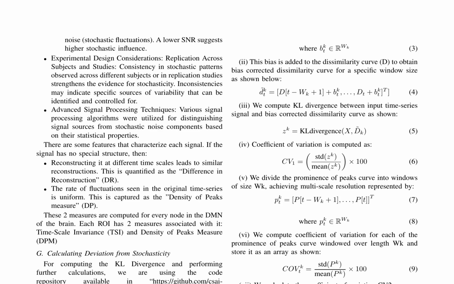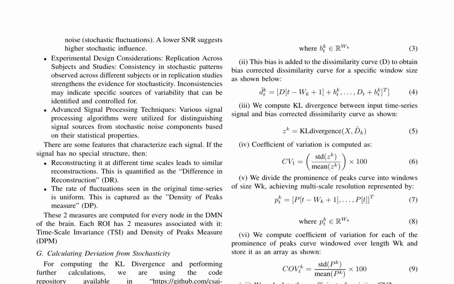Detecting stochasticity in signals. Identifying stochasticity in fMRI time series involves recognizing patterns of variability that cannot be attributed solely to the neural processes of interest but rather arise from random or unpredictable sources.